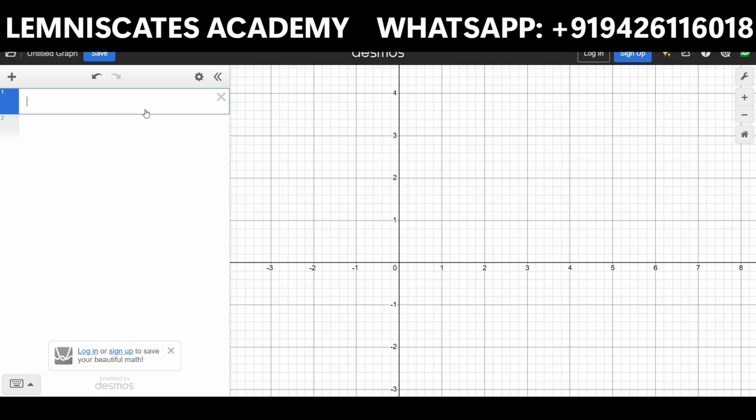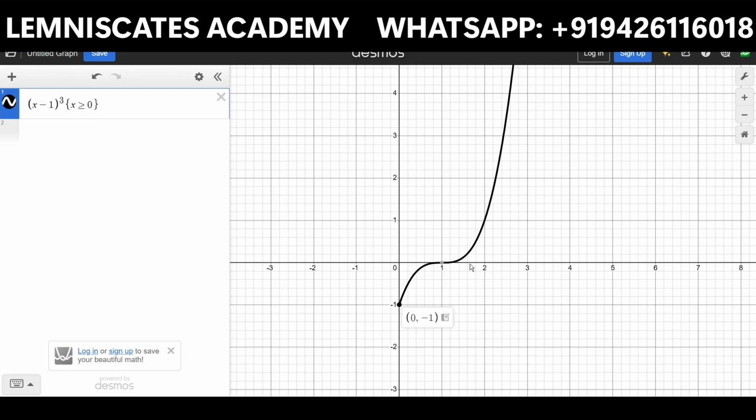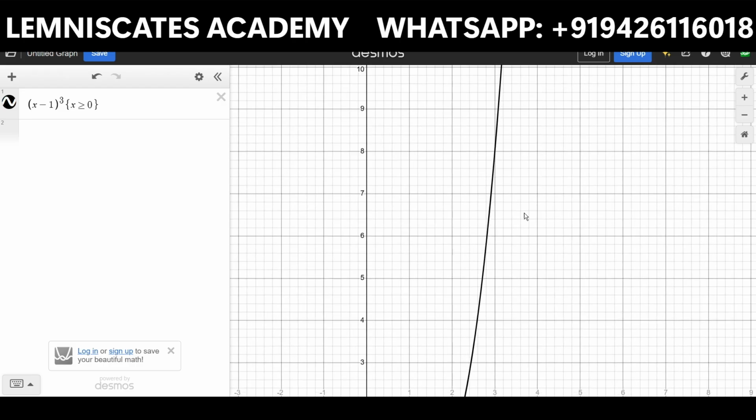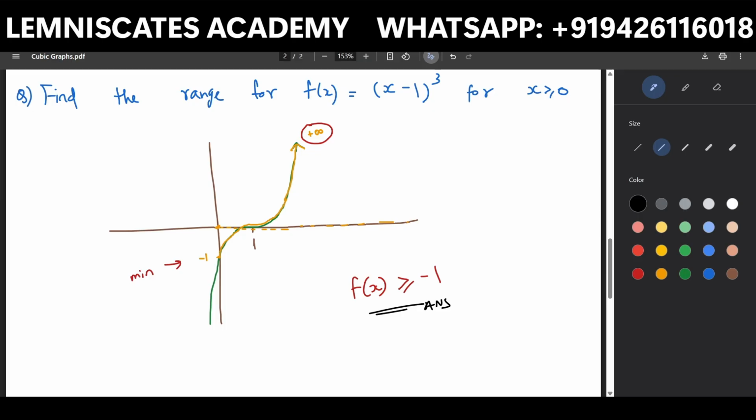Comparing this with the Desmos, x minus 1 the whole cube, and the domain is x greater than or equal to 0. So yes, this is what we can see. This is what we are getting as well, right? The yellow part. So yeah, the minimum value is -1 and the maximum value is going up to infinity, as you can see. There is no stop. So yes, this is the correct answer that we have got.